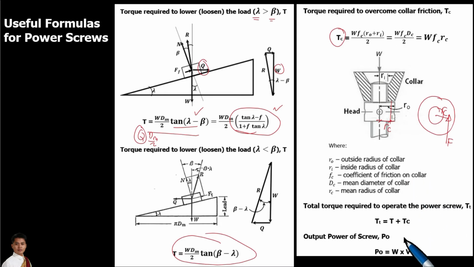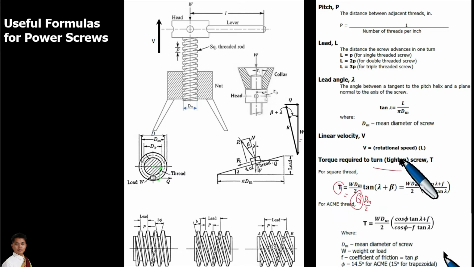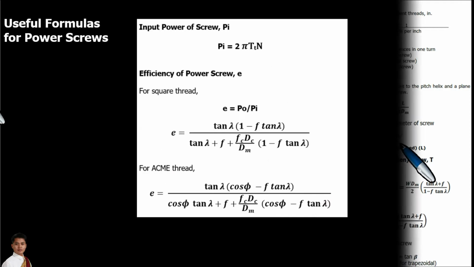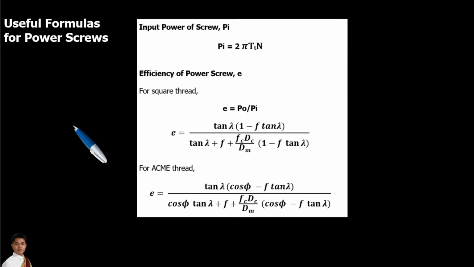So, may formula tayo pang V or for velocity. So, bali yung velocity natin, ito siya. So, rotational speed multiplied by the lead. So, rotational speed, yan ay pwedeng revolution per minute. Meron din tayong input power ng screw. So, sa input power, gagamitin lang natin yung total torque. Okay, so from the formula 2 pi Tn. Okay, so substitute lang natin yung total torque dito.